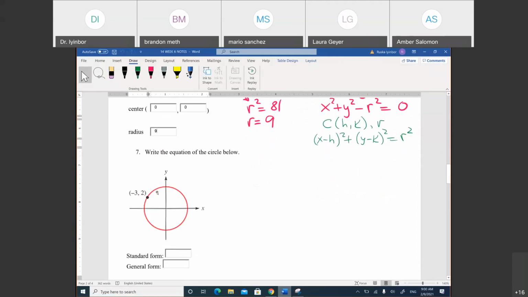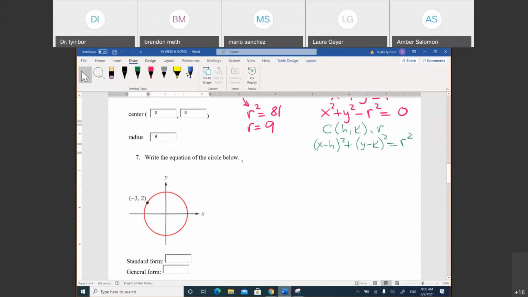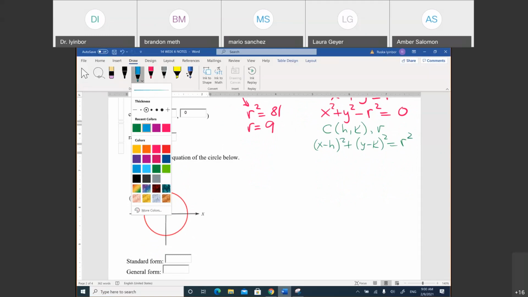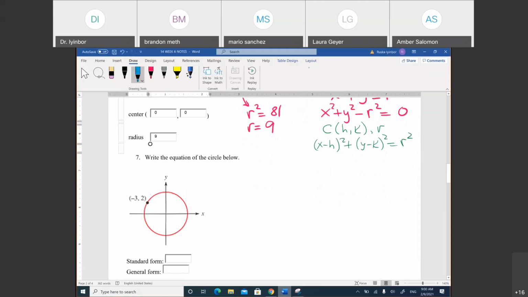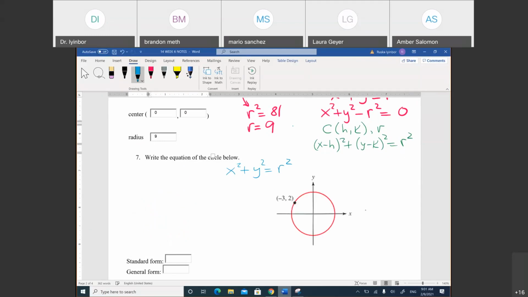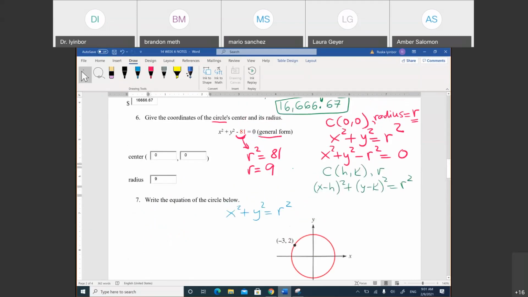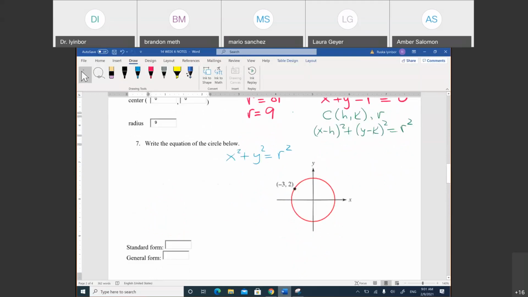So here we have to find the equation. They don't give me the equation. The center is 0, 0. We have to find how the equation looks. So you can just look at my graph. We are given a point. So if the center is 0, 0, the equation is going to be x squared plus y squared equals r squared. This is my standard form, right? Okay? The general form is going to be equal 0.